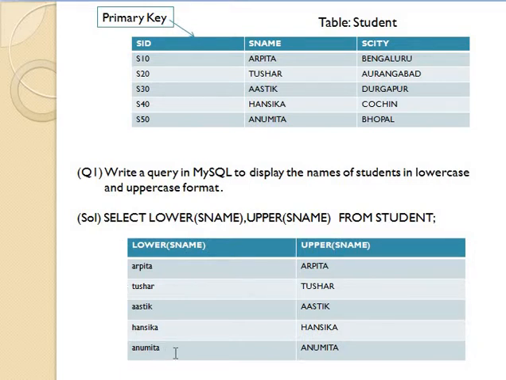So here is the output that is shown for this query. As a result, the query select lower of sname comma upper of sname from the table student followed by a semicolon displays the following output with the columns lower of sname and upper of sname, where the column lower of sname lists the names of the students in small letters and the column upper of sname lists the names of the students in capital letters.